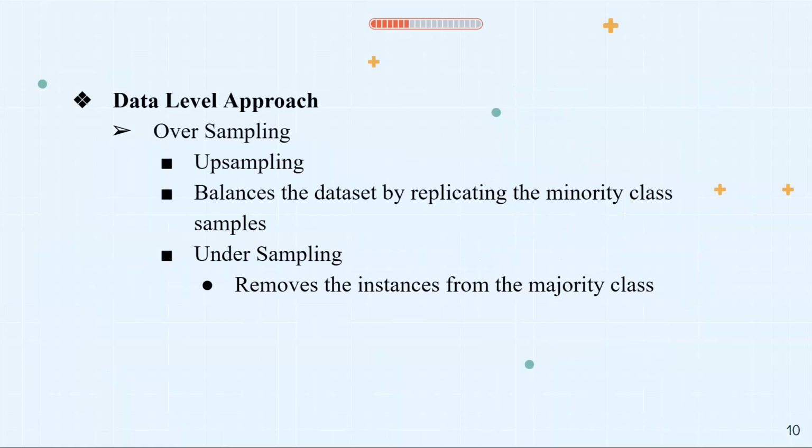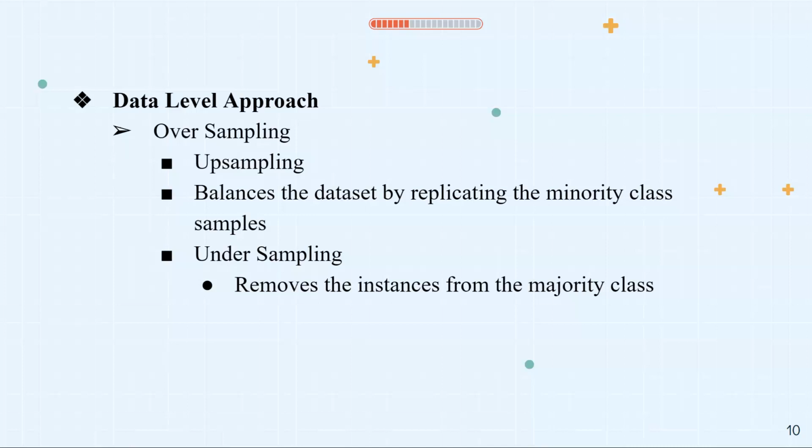So I already mentioned that there is this class imbalance problem. There are several techniques to overcome this class imbalance problem, such as data level approaches, algorithm level approaches and ensemble level approaches. Let us look into data level approaches. Data level approaches basically consist of oversampling and undersampling. Oversampling simply means we are adding certain data points to the minority classes so that it balances with the majority classes.